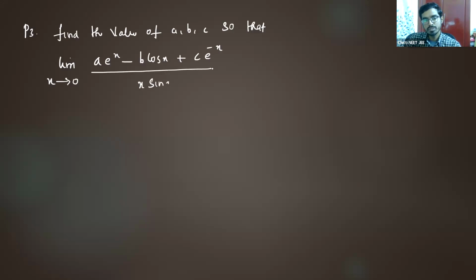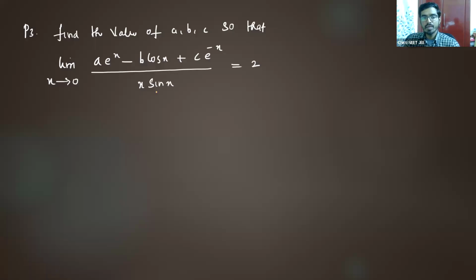Okay, problem 3. I'll do it by Maclaurin series, you do it by L'Hopital's rule on your own. Find the values of a, b, c so that the limit as x tends to 0 of (a e^x minus b cos x plus c e^(-x)) divided by x sin x is equal to 2.